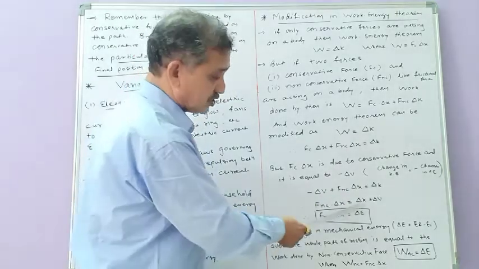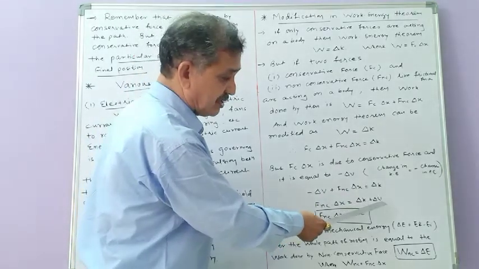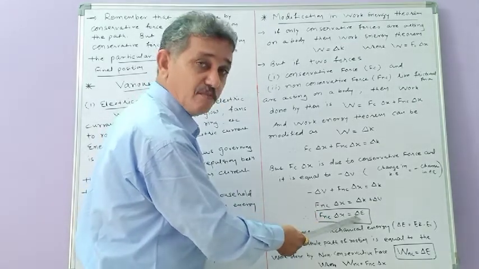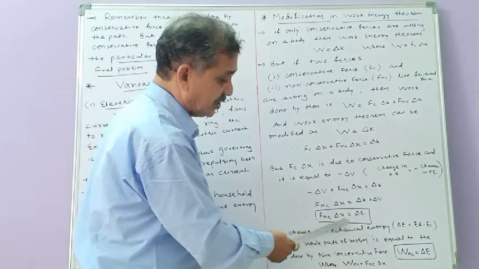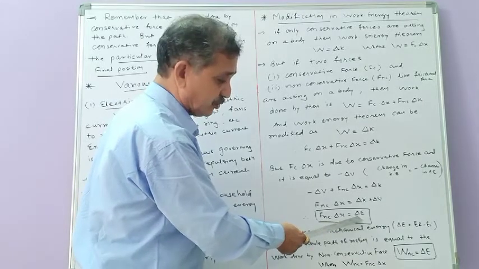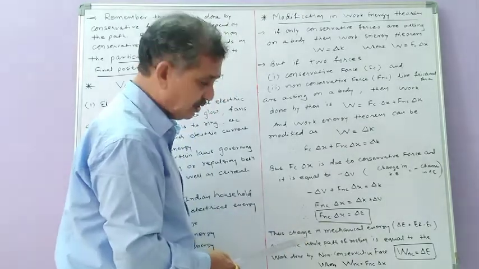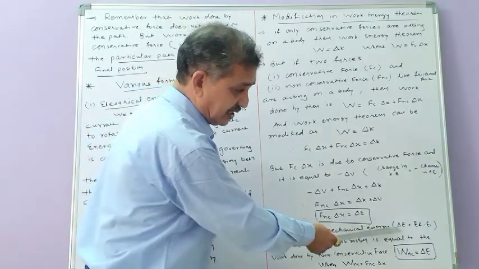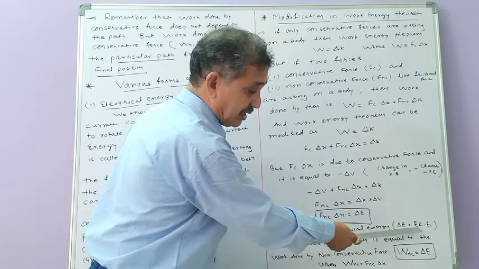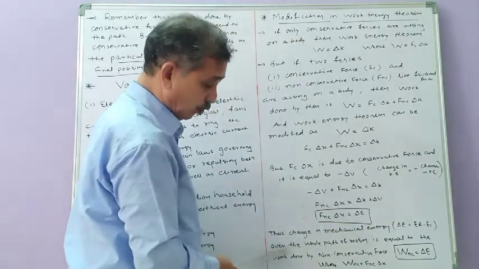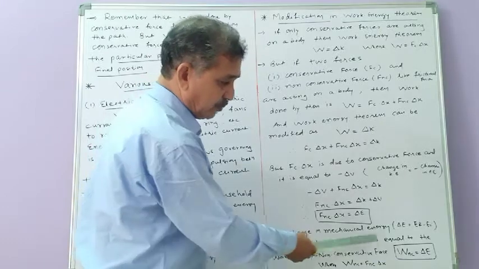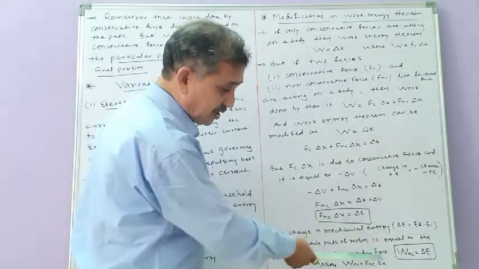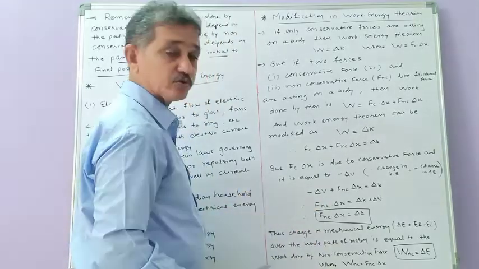But we know the sum of the change in kinetic energy and change in potential energy is equal to what? The sum is equal to change in mechanical energy. So Fnc into delta x equal to what? Delta E. So delta E is the symbol of change in mechanical energy. So thus change in mechanical energy, that is delta E, equal to final mechanical energy minus initial mechanical energy over the whole path of motion, is equal to the work done by the non-conservative force. So this is a new statement.